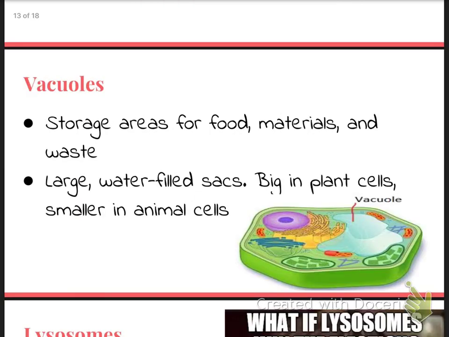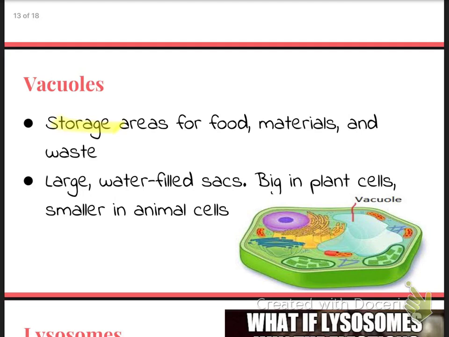The next organelle is a vacuole. When we talked about protists, we talked about contractile vacuoles, which were areas that held wastes and opened and closed to let waste out. We also talked about food vacuoles, which stored food. So the key word here is storing or storage, okay? So vacuoles are storage areas for food, for materials, for waste, anything like that is going to be considered a vacuole. They are large water-filled sacs in plant cells, but they're smaller in animal cells.